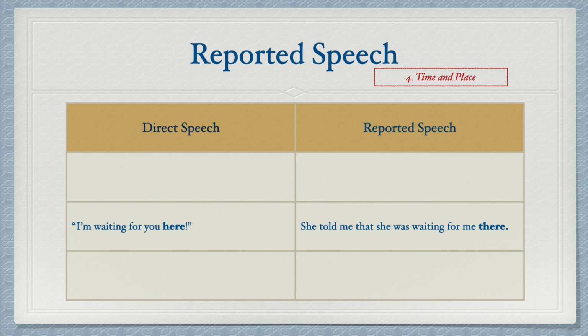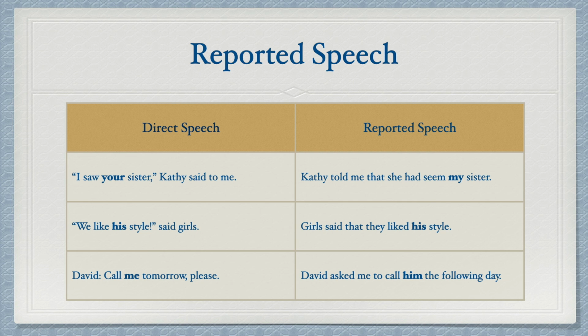I hope we tackled time and place, and we have our last key element to make our reported sentences perfect. The fifth and final key idea behind mastering reported speech is to know that when you convert the sentences into reported speech, you have to change your possessive adjectives. And you can see the examples on your screen.